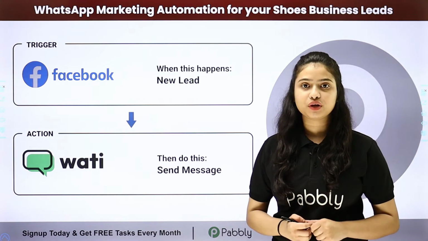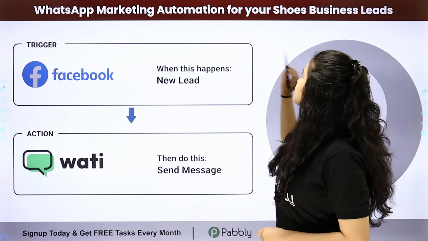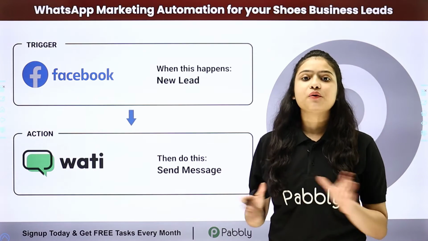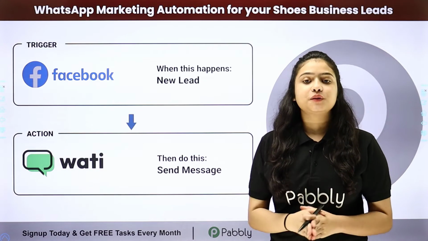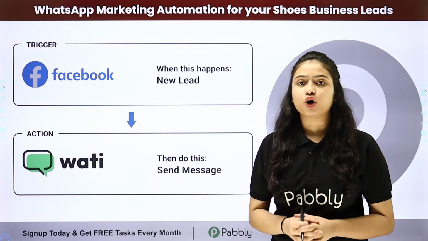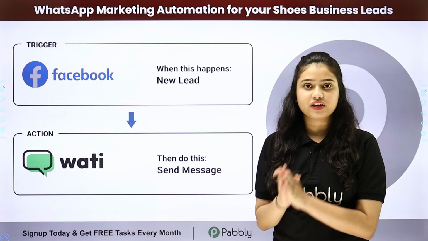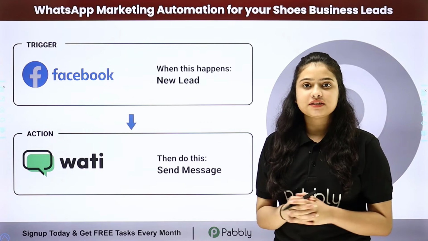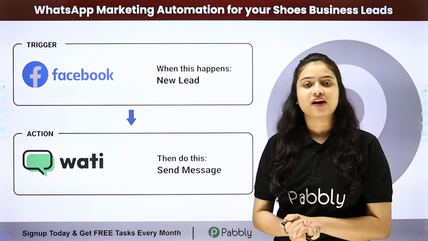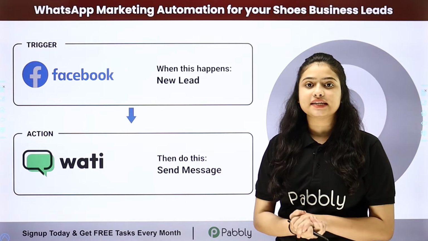In this video, we are going to learn WhatsApp marketing automation for your shoes business leads. Suppose I am having a footwear store and to promote my business, I am running an ad campaign on my Facebook page. And now I want that as soon as a new lead is generated through Facebook lead ads, automatically a WhatsApp message should be sent to that same lead by using Vati. So how we are going to automate this entire process?